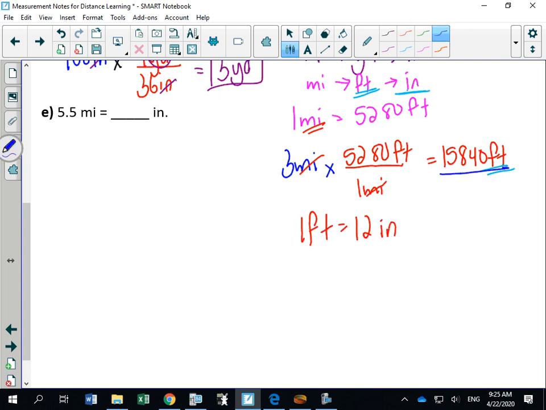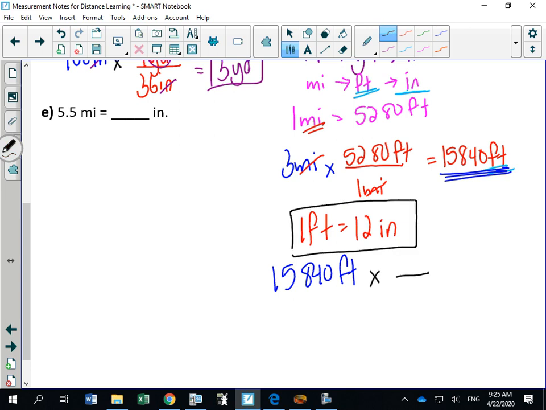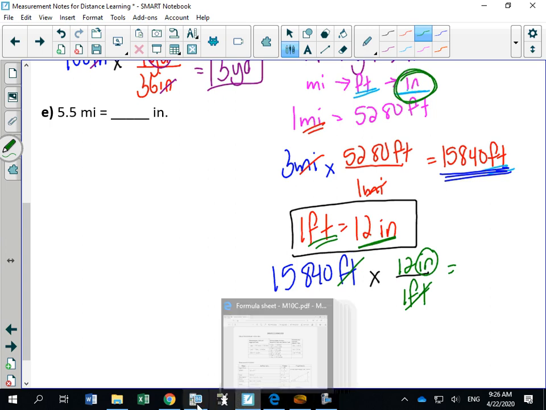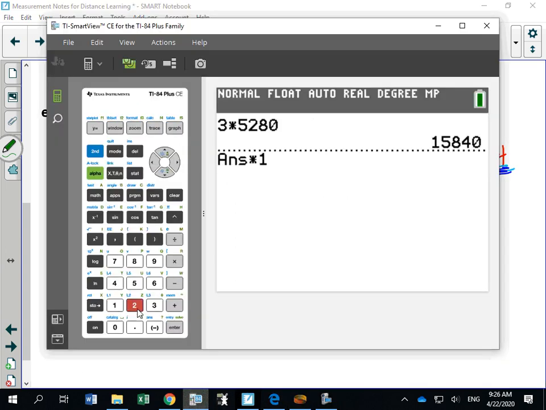Okay, take what we were given. So now we're at 15,840 feet. And now I'm going to multiply that. I'm going to do the unit analysis for this conversion here. Now what do I want? I want inches. So inches goes on top and feet goes on the bottom. 1 foot goes on the bottom. A foot and a foot will cancel. What I'm left with is my answer in inches. So I take that 15,840 and I multiply it by 12 to get my answer. And my answer is 190,080 inches.